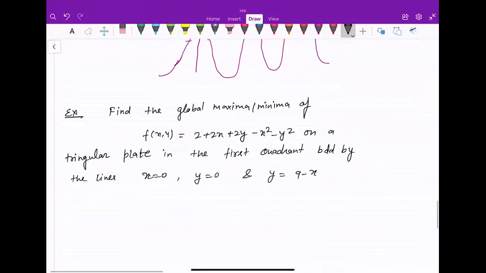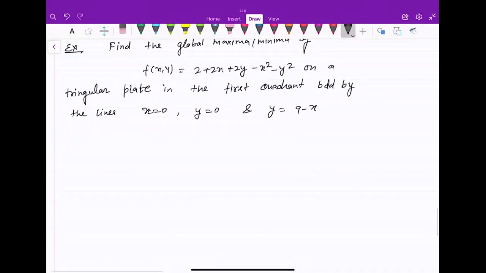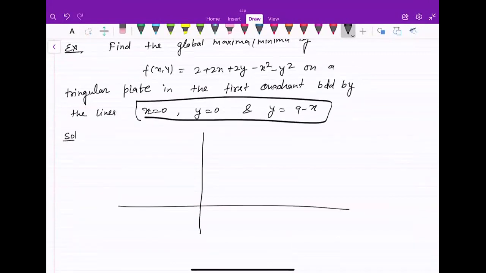ठीक है ना. So what we have to do, we have to compute global maxima of the function f(x,y) that is defined here on a triangular plate in the first quadrant bounded by the lines x equal to 0, y equal to 0 and y equal to 9 minus x. So if we draw this region, so what we will get? x equal to 0, that means y-axis. y equal to 0, that means x-axis. And y equal to 9 minus x is the equation of the line x plus y equal to 9. When y equal to 0, x equal to 9. When x equal to 0, y equal to 9. So we are getting this kind of region.